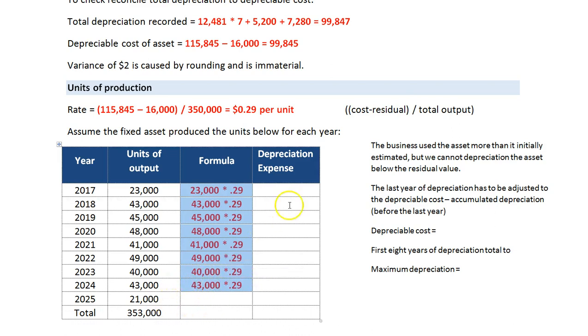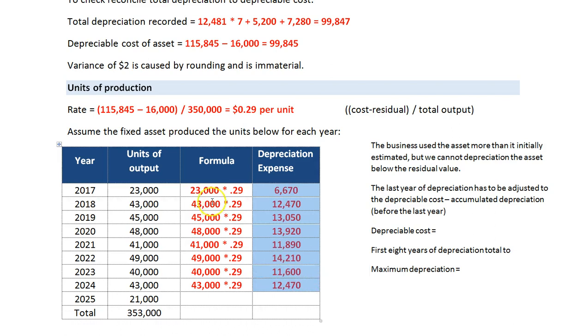But there's going to be a problem with the last one, so you can just multiply. I know this isn't high thinking right now. It's just taking the amount of output times 29 cents for every one. Okay, we got it. Alright.